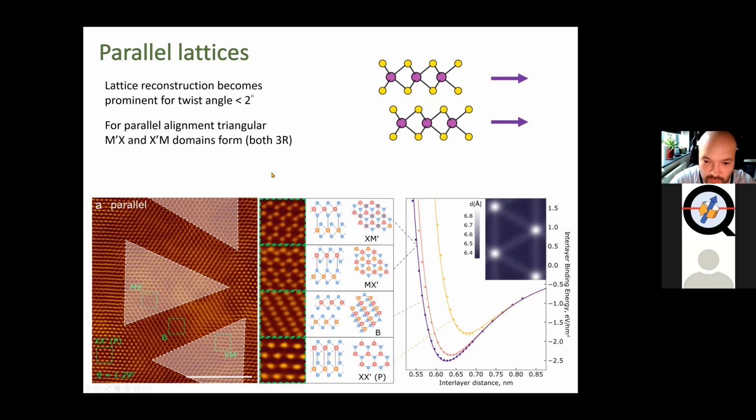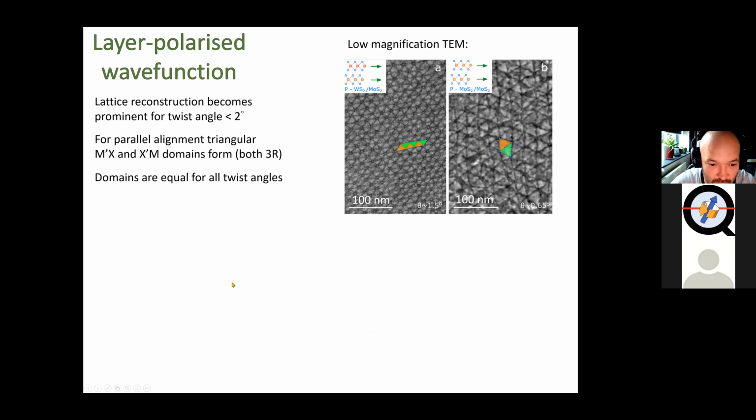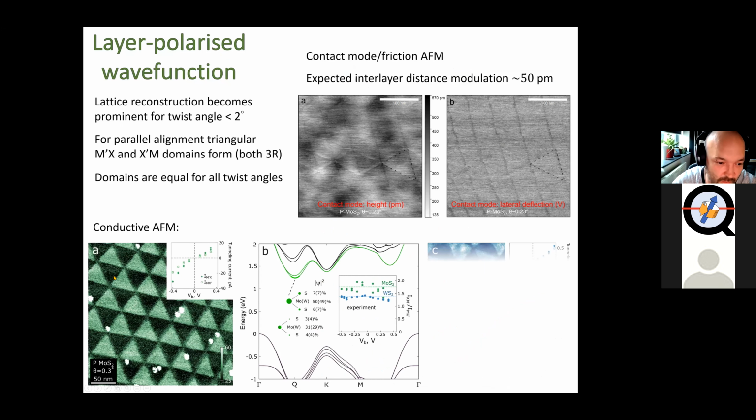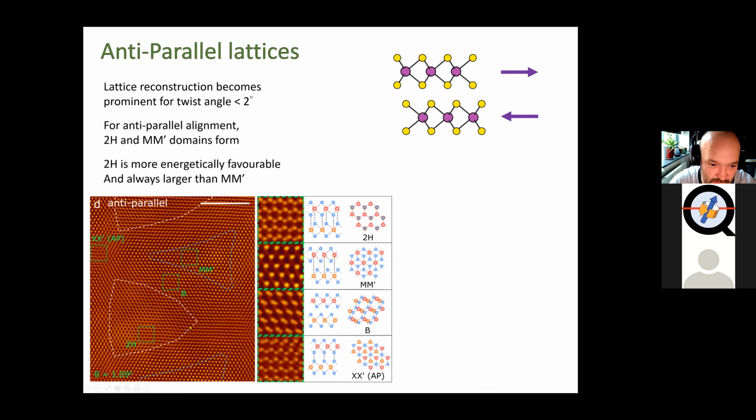So going back to the second configuration, which we call antiparallel. So in antiparallel, the picture is very different. We also have domains, of course. One of them would be 2H stacking, which we normally would see in exfoliated bilayers of TMDs.